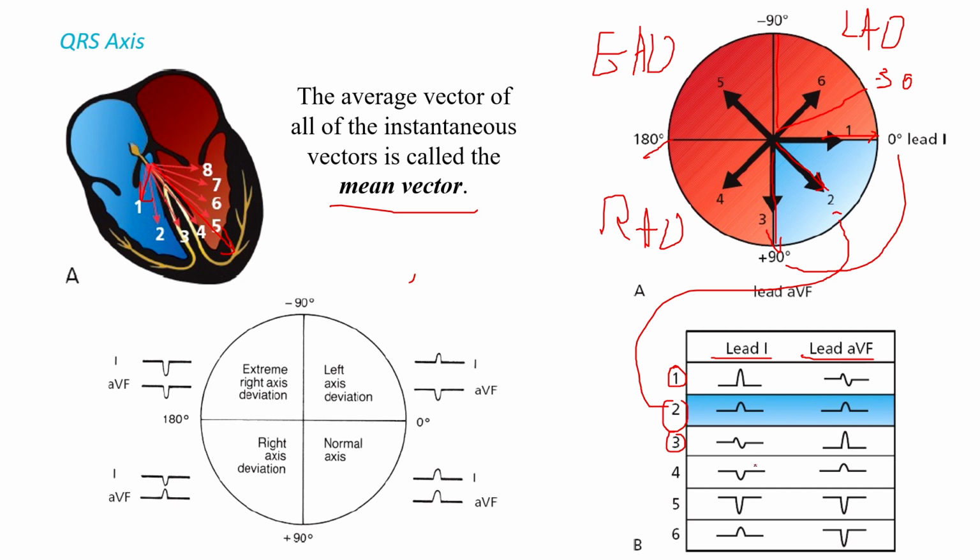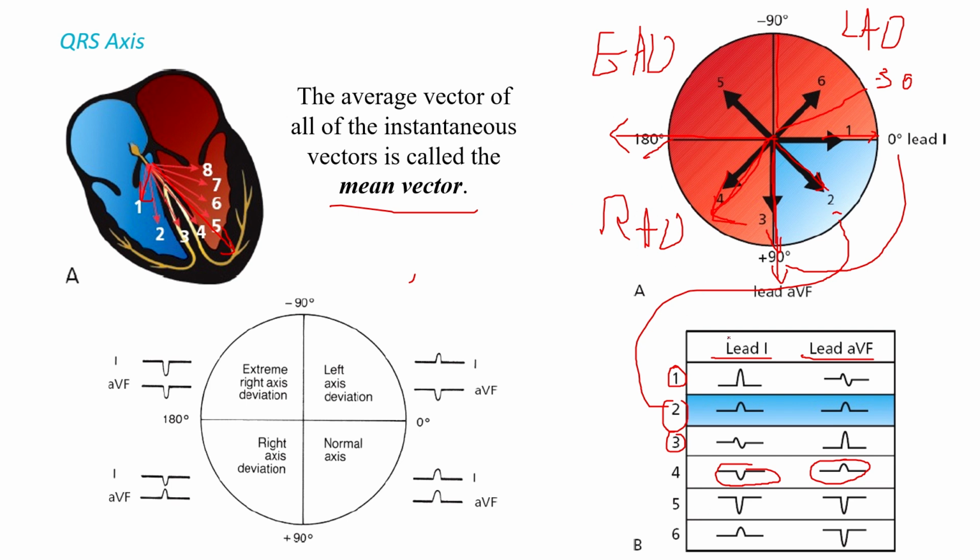Now, let's take a negative QRS complex in lead 1 and positive in lead AVF. For example, a negative QRS complex in lead 1 has this direction, going this way. And positive AVF is coming this way. So if we take both of these leads, the average will be in this direction. That's why we have right axis deviation.